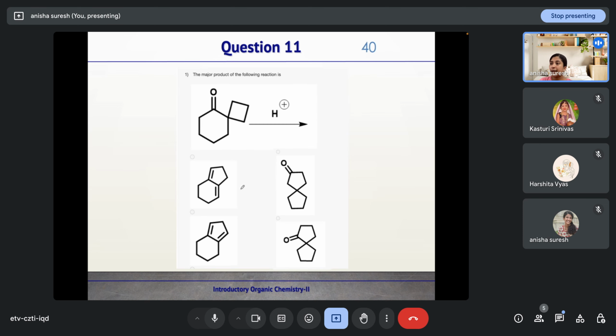Now coming to question number 11. Here we are having this ketone and it is treated with acid. So what will be the product that is formed here? It's sort of carbocation rearrangement only.